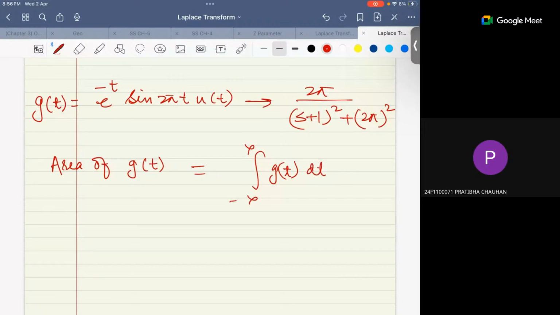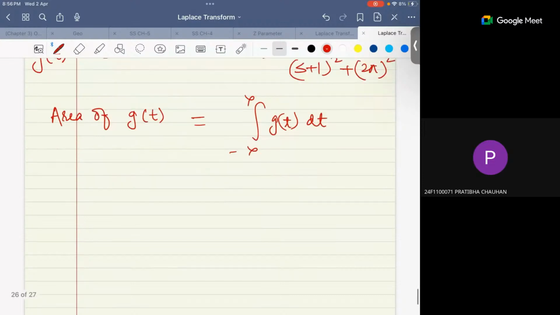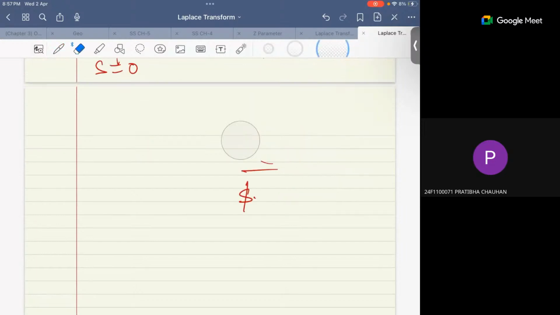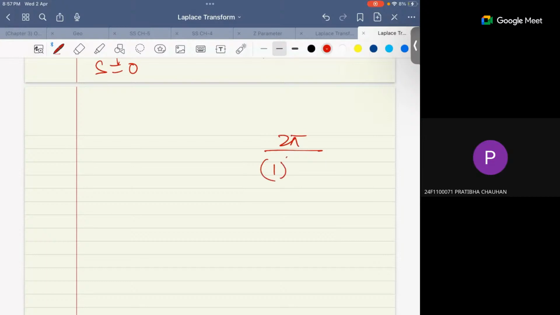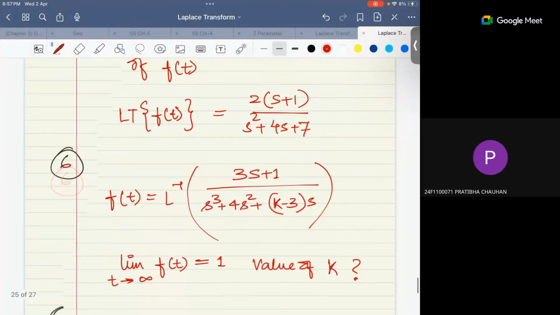Correct? So we got the Laplace transform as this. Put s equals 0 here. So the area that you'll be getting is, s was 0, right? So this is 0, so 2π upon (1) whole square plus (2π) whole square. That will be the area. Correct? Are you able to understand this, everyone? Okay, sir. Yes, sir.